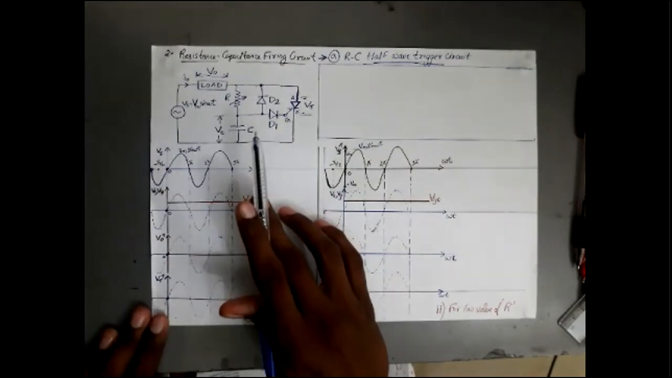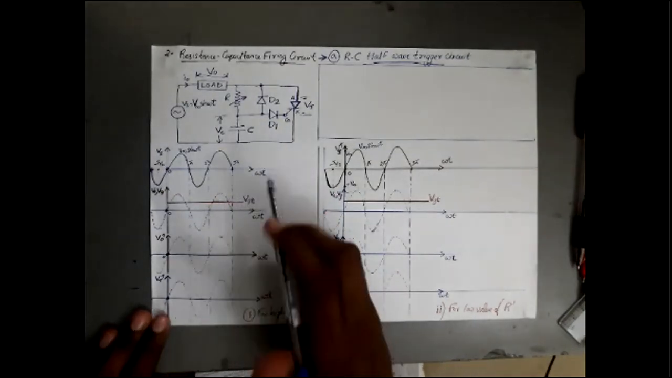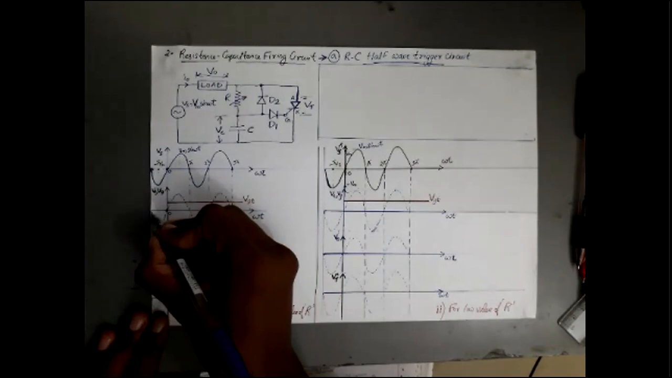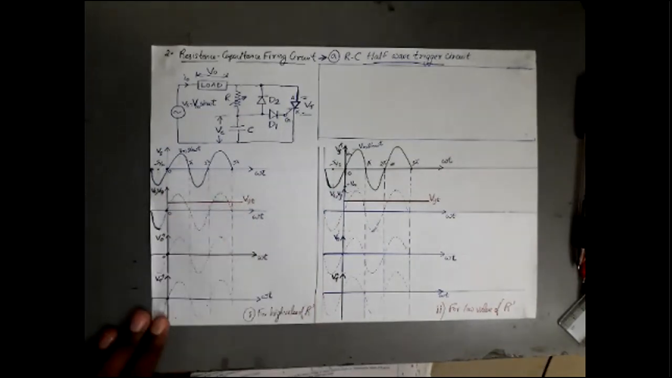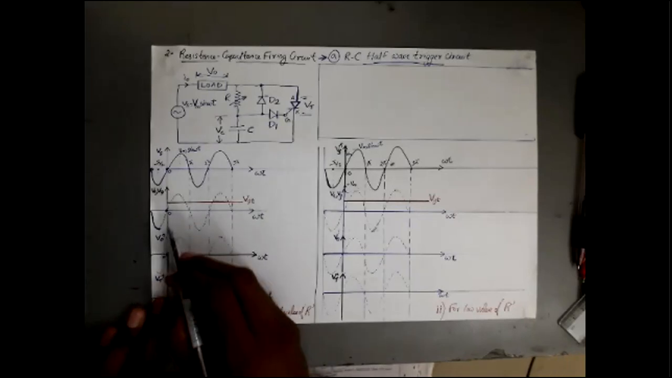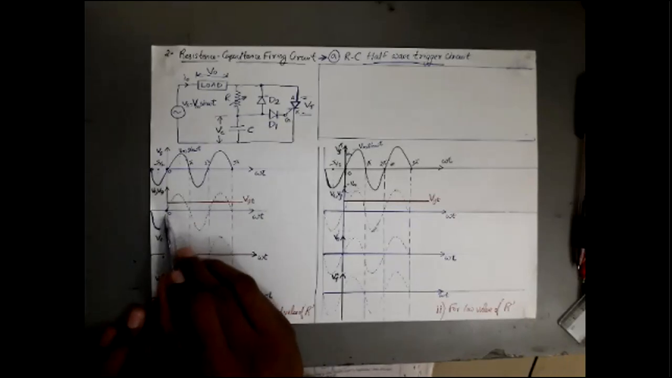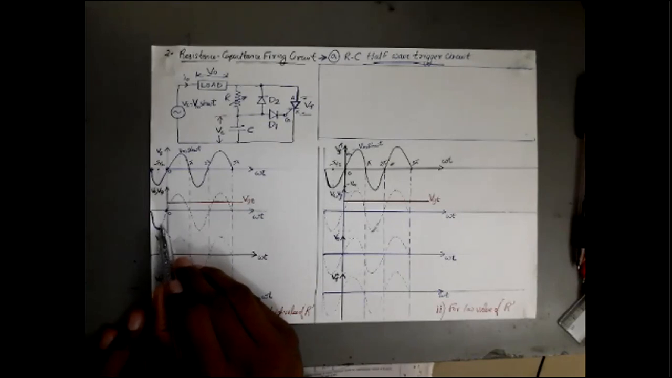Now let us have a look at it. During the negative half cycle, initially it will be charging up to Vmax. Up to Vmax, my capacitor is charged. Then suddenly my voltage, that is the negative voltage, starts reducing.